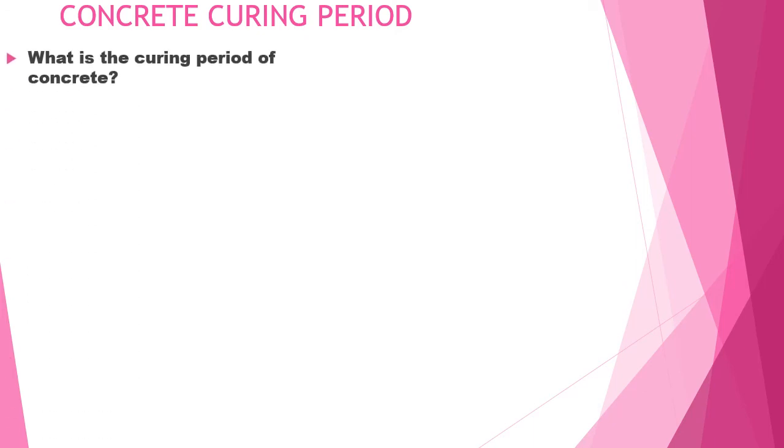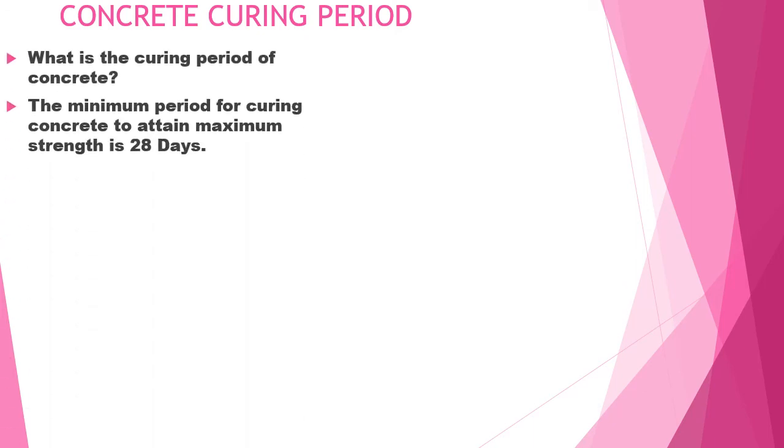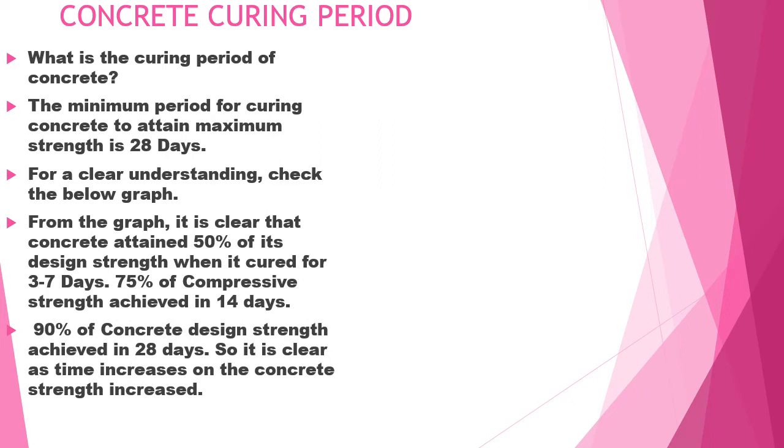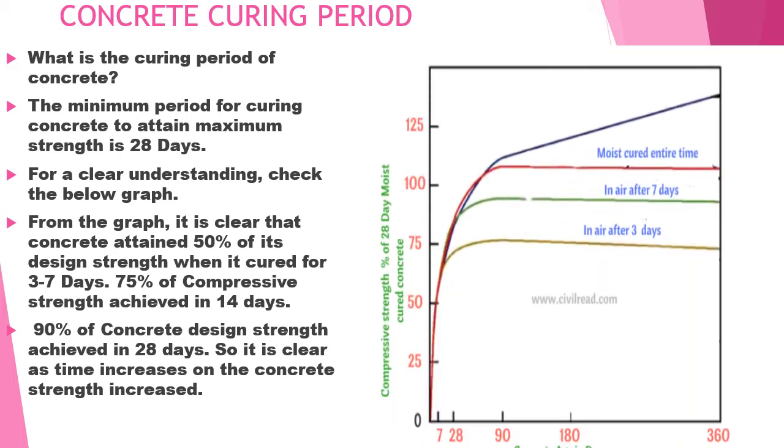Concrete curing period. What is the period of concrete curing? The minimum period for curing concrete to attain the maximum strength is 28 days. For a clear understanding, check the below graph. From the graph, it is clear that concrete attained 50% of the design strength when it is cured for 3 to 7 days. 75% of concrete strength is achieved in 14 days. 90% of concrete strength is achieved in 28 days. So it is clear that as time increases, the concrete strength also increases. The details of the strength increase shown in the graph are here.